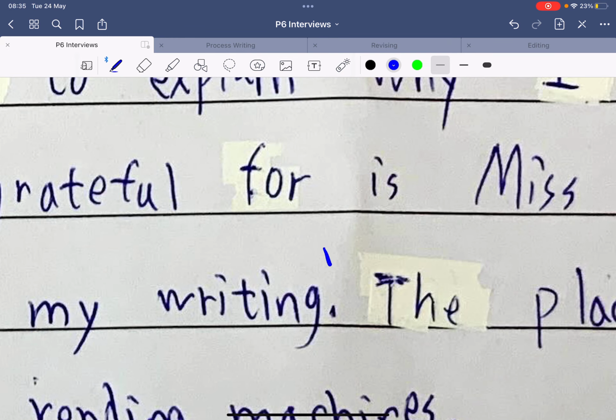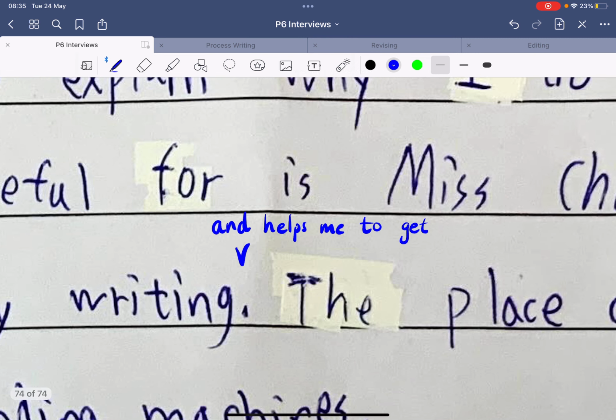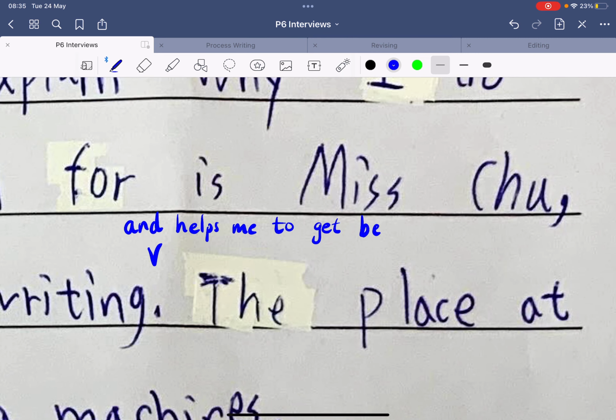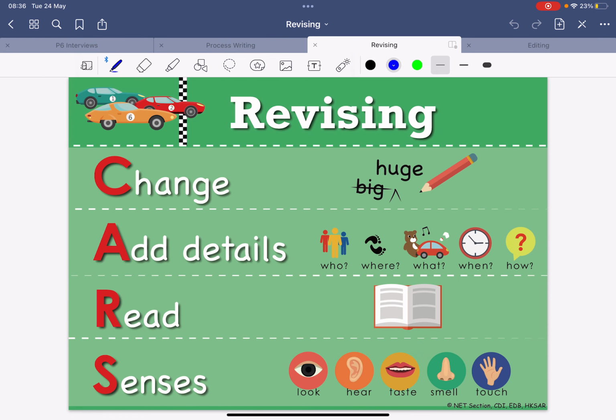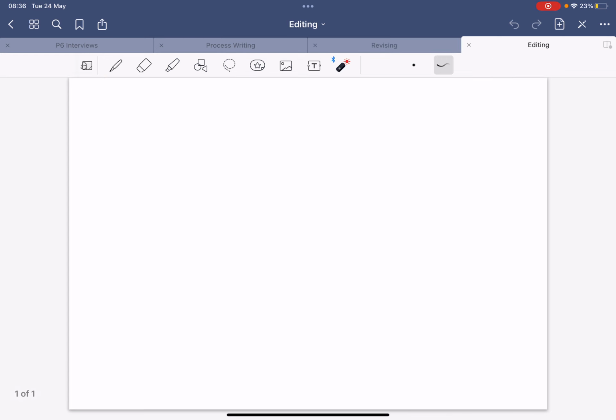Let's add some more details here. And helps me to get better marks, because if you train your writing, of course, it means you'll get better marks in your exam, right? There we go. So we added some details to Terry's writing, okay? I don't think we need to talk about look, see, smell, touch, taste. It's not really relevant. Let's move on to editing, okay?